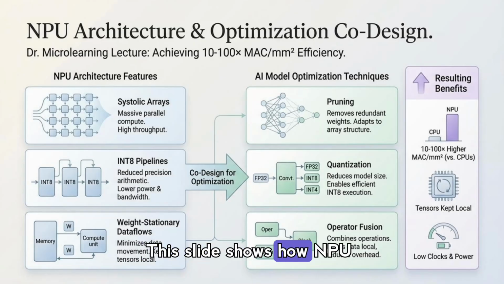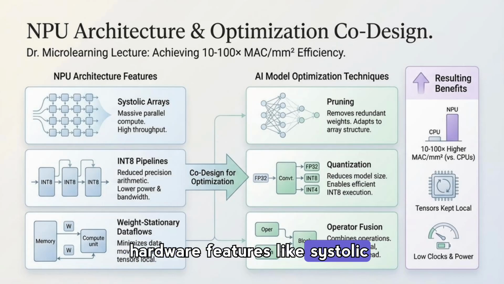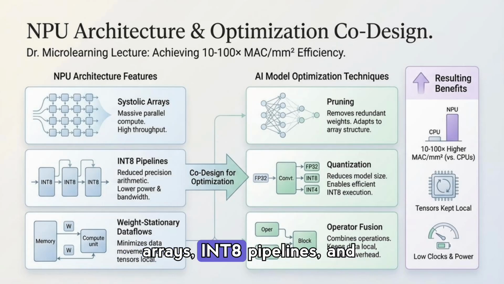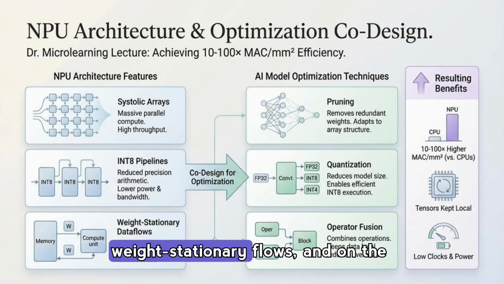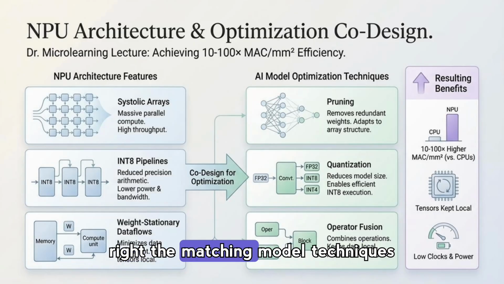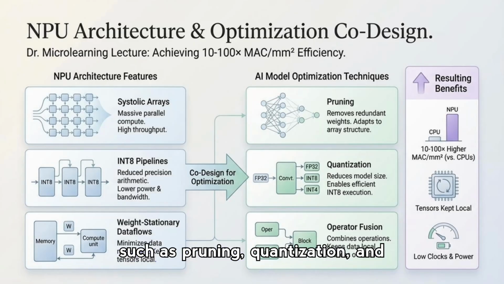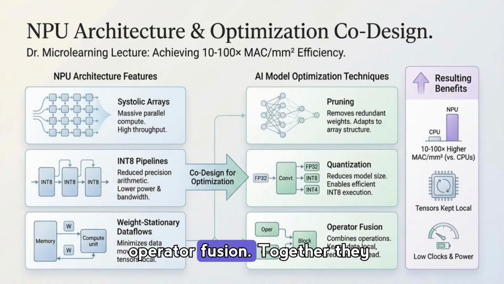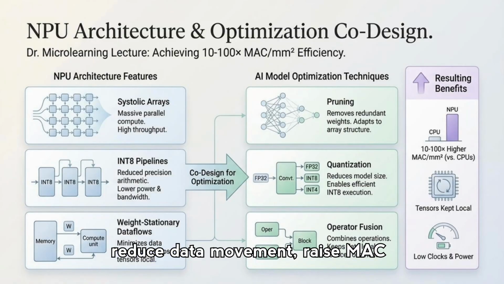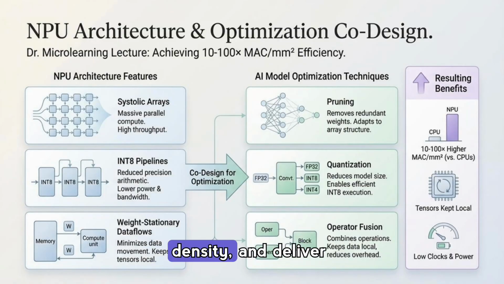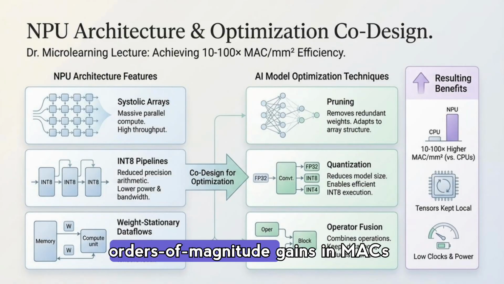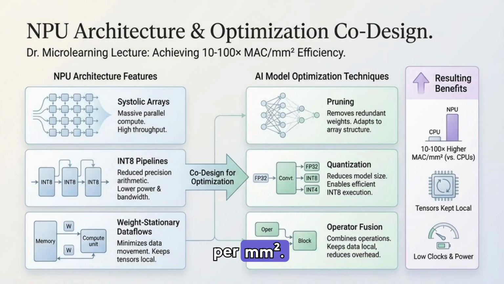This slide shows how NPU architecture and algorithmic optimizations are co-designed for efficiency. On the left, you see hardware features like systolic arrays, INT8 pipelines, and weight stationary flows. And on the right, the matching model techniques such as pruning, quantization, and operator fusion. Together, they reduce data movement, raise MAC density, and deliver orders of magnitude gains in MACs per millimeter squared.